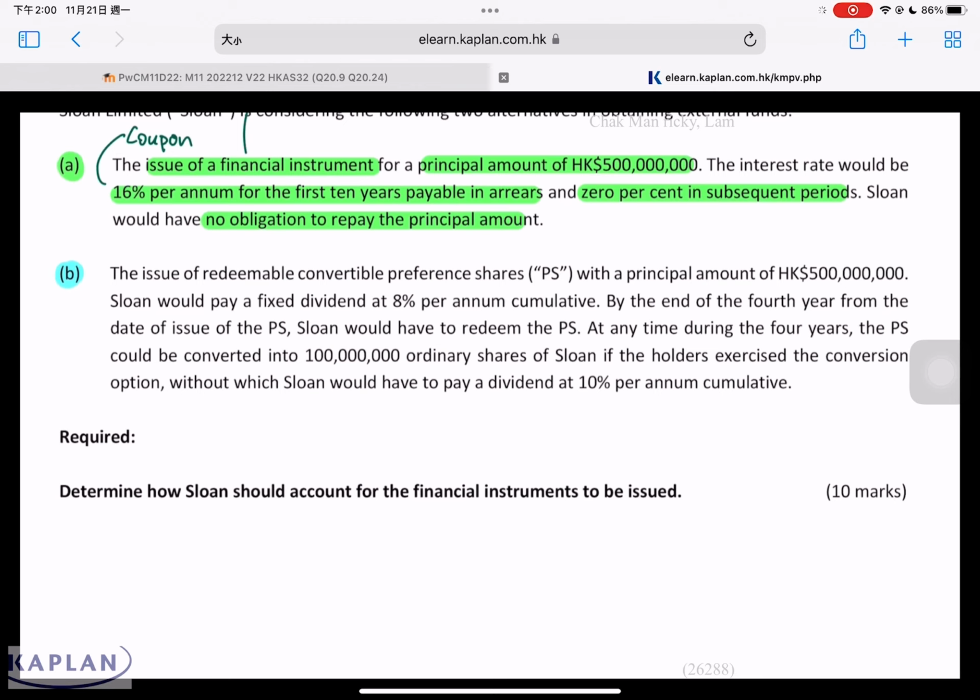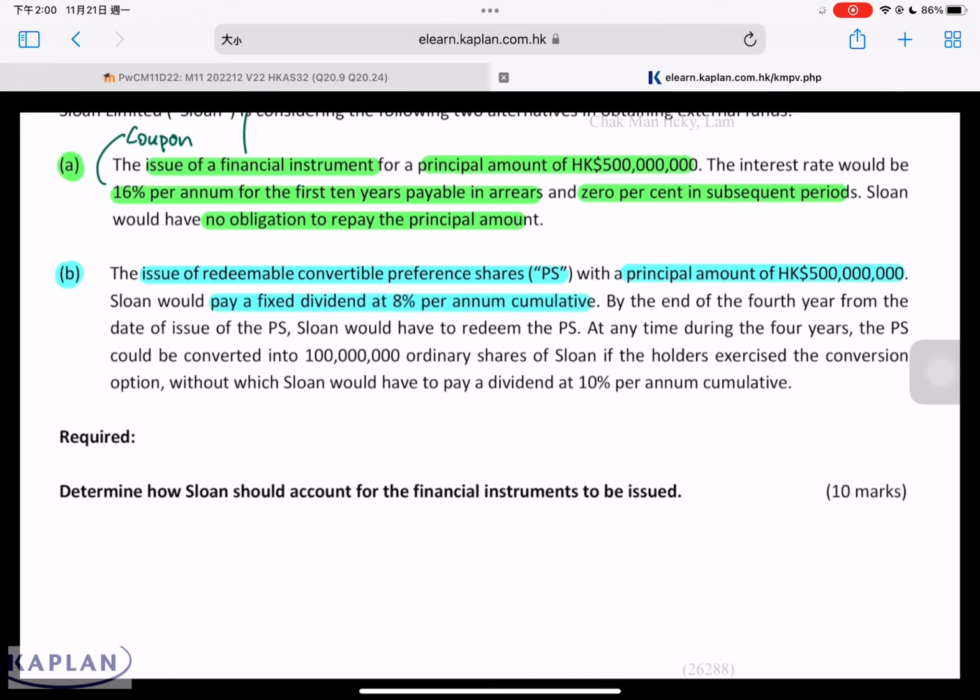Part B, study the question carefully, identify the relevant issue, provide the relevant requirement, provide relevant comment, discussion, working, how this affects profit and loss, how this affects the statement of financial position. The issue of redeemable, convertible preference shares with a principal amount of 500 million, the company would pay a fixed dividend of 8% per annum, cumulative.